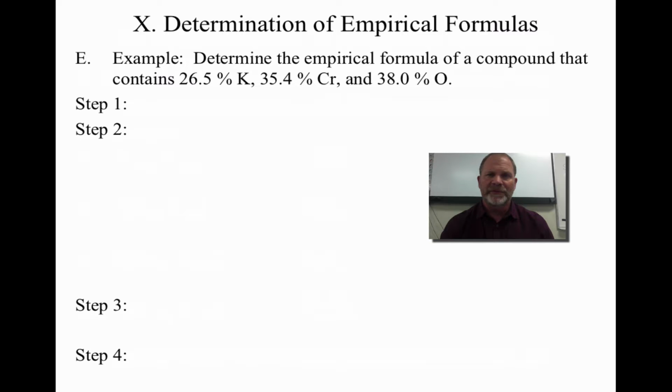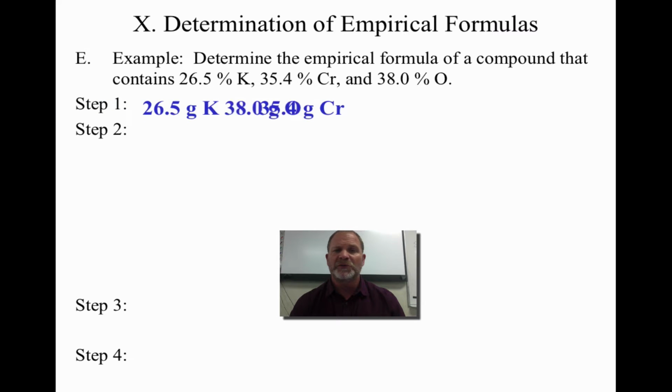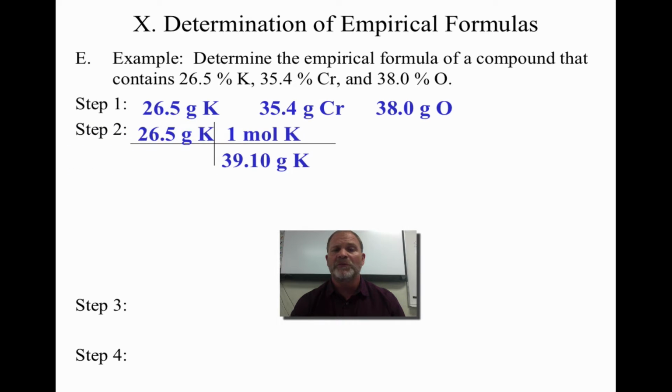The first example of this empirical formula: we'll say we go to a crime scene and a sample was picked up, and they know this sample is made up of 26.5% potassium, 35.4% chromium, and 38.0% oxygen. So what we're first going to do is assume those percents, 100%, are 100 grams, and change the percent to grams. But we know it's not a gram to gram to gram ratio, it's a mole to mole to mole, so we have to get from mass to moles, using molar mass.